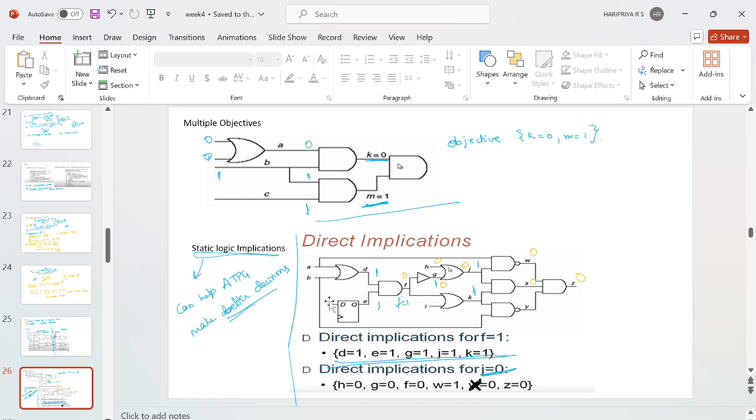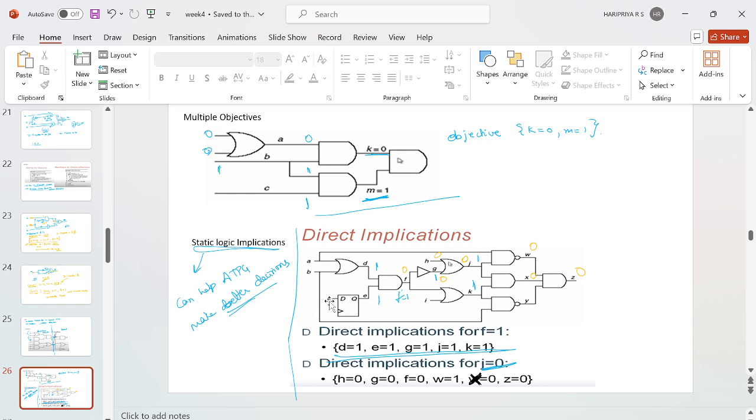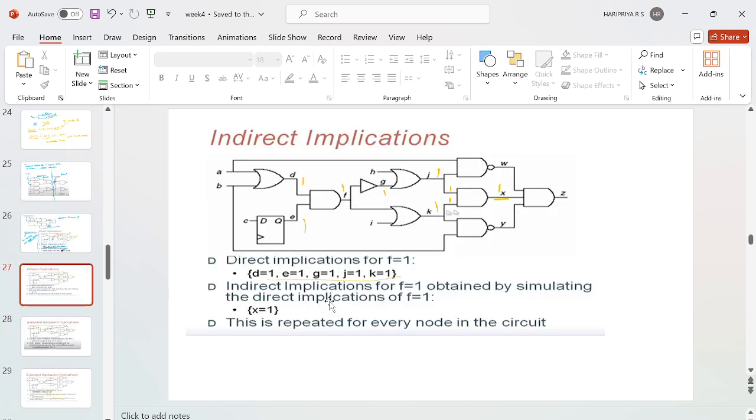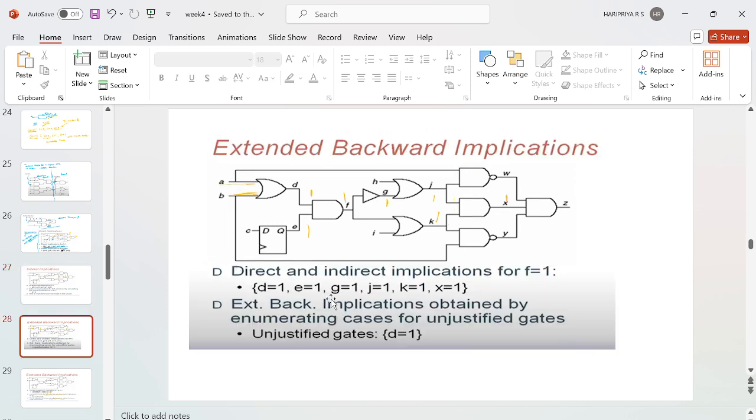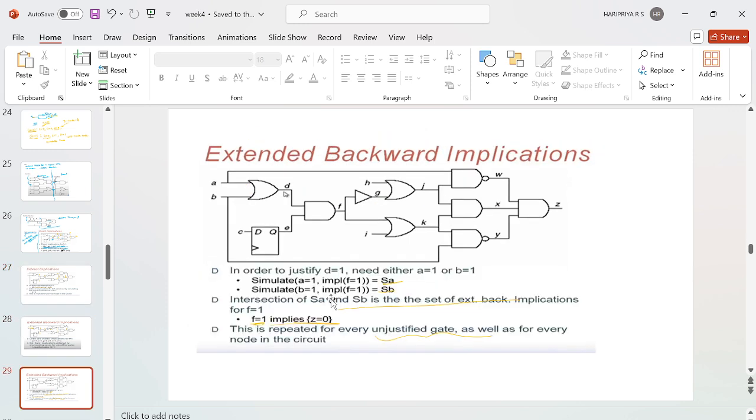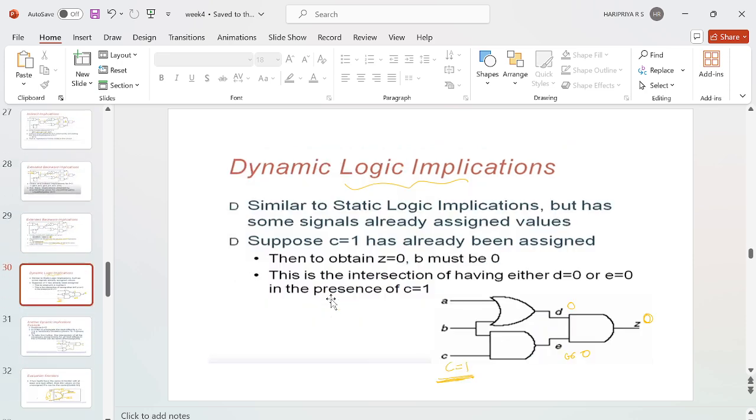And further, we have seen some other methods which can be used for ATPG to make better decisions, which are direct implications. So once we have one value, what are the values we can directly imply, and one step simulation, what values can be implied, obtained by simulating the direct implication. And then we saw what values are needed through backward implication. And dynamic implication, logic implication was when one of the node values was actually defined. In the static, all the nodes were don't care, but in dynamic, one node is, suppose, already assigned to a value.